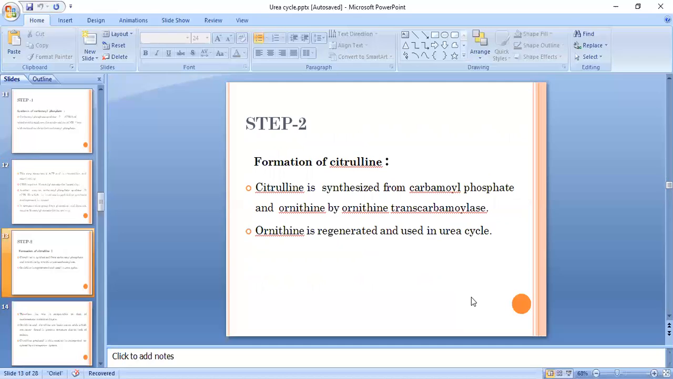So the second step is formation of citrulline. Whatever carbamyl phosphate is produced has to be converted into citrulline. Citrulline is synthesized from carbamyl phosphate and ornithine by ornithine carbamylase. Using this enzyme, it is synthesized. Here the activity of ornithine is very much essential, and it is regenerated, which is further used in the urea cycle.